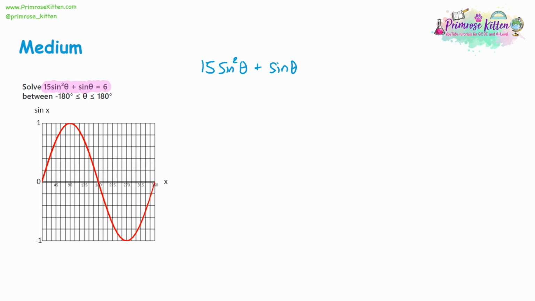So we can take 6 away from both sides and have a negative 6. And now we made it equal to 0. Now I want to treat this as something like 15x squared plus x minus 6. Just pretend it's actually a normal quadratic with an x rather than a sine in there. And what we're going to do is solve this as you normally would.